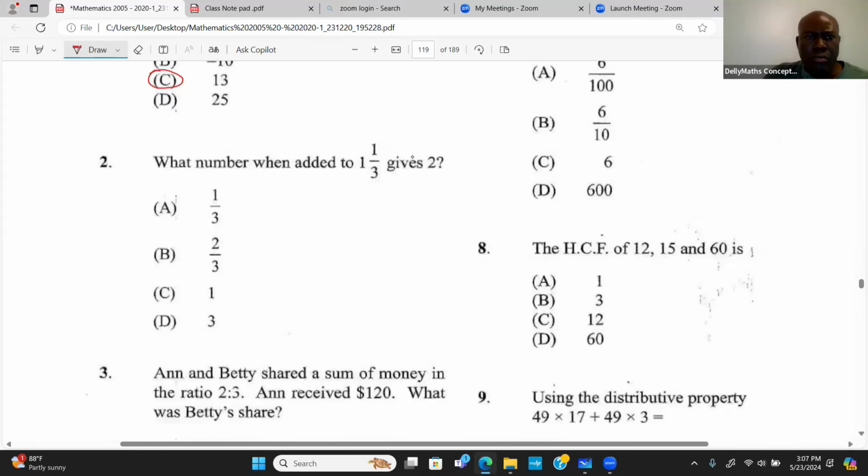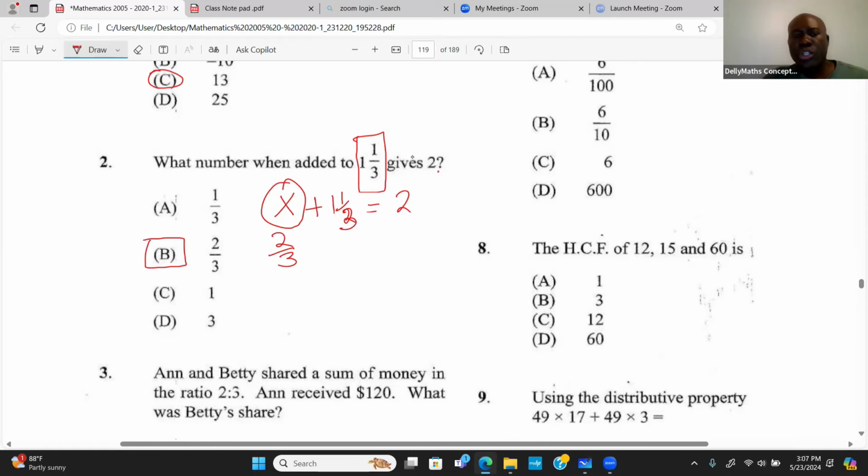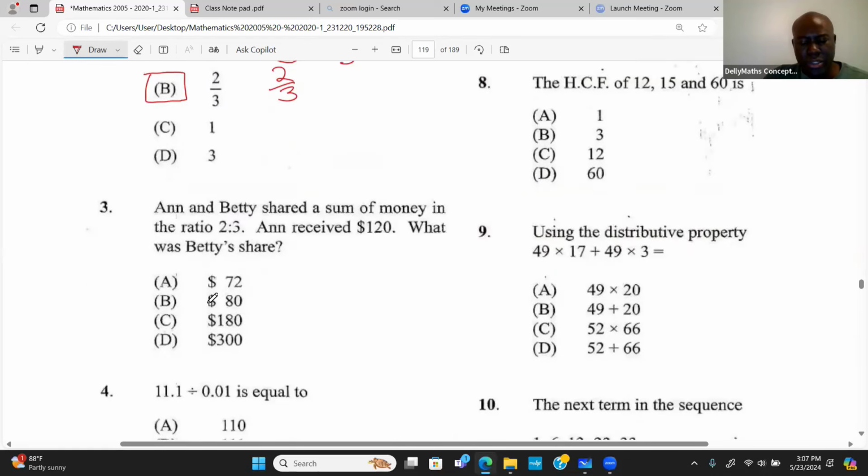Number two says, what number, when added to 1 1/3, becomes 2? So you could think about it. If I have some number x and I'm going to add 1 1/3 and it becomes 2, it simply means that this number must be 2/3, because you're looking at simple math. No big thing. 1 1/3, what must be added to that to become 2? And this one is straight up 2/3, right? So we don't have to do any big calculation for that. All right, so we could keep going.